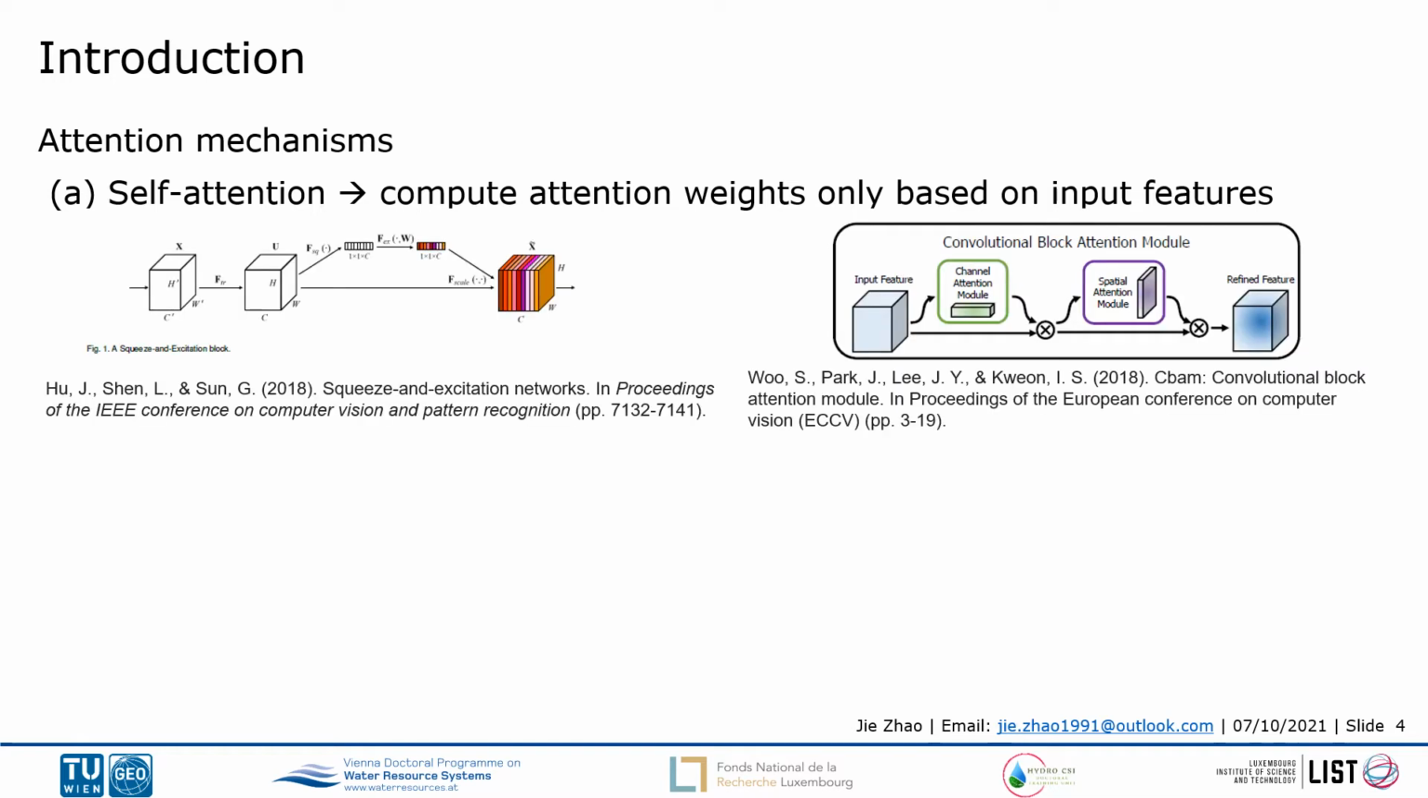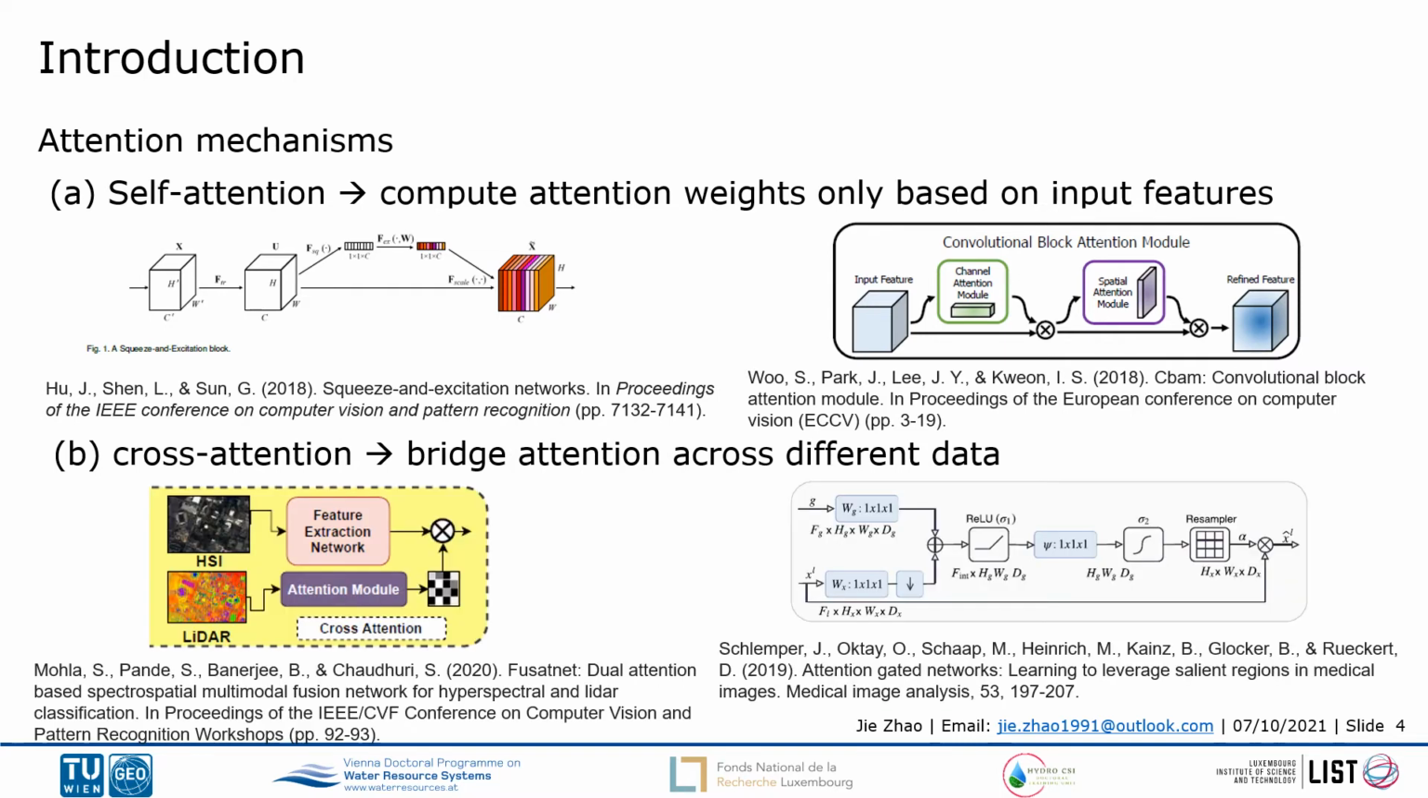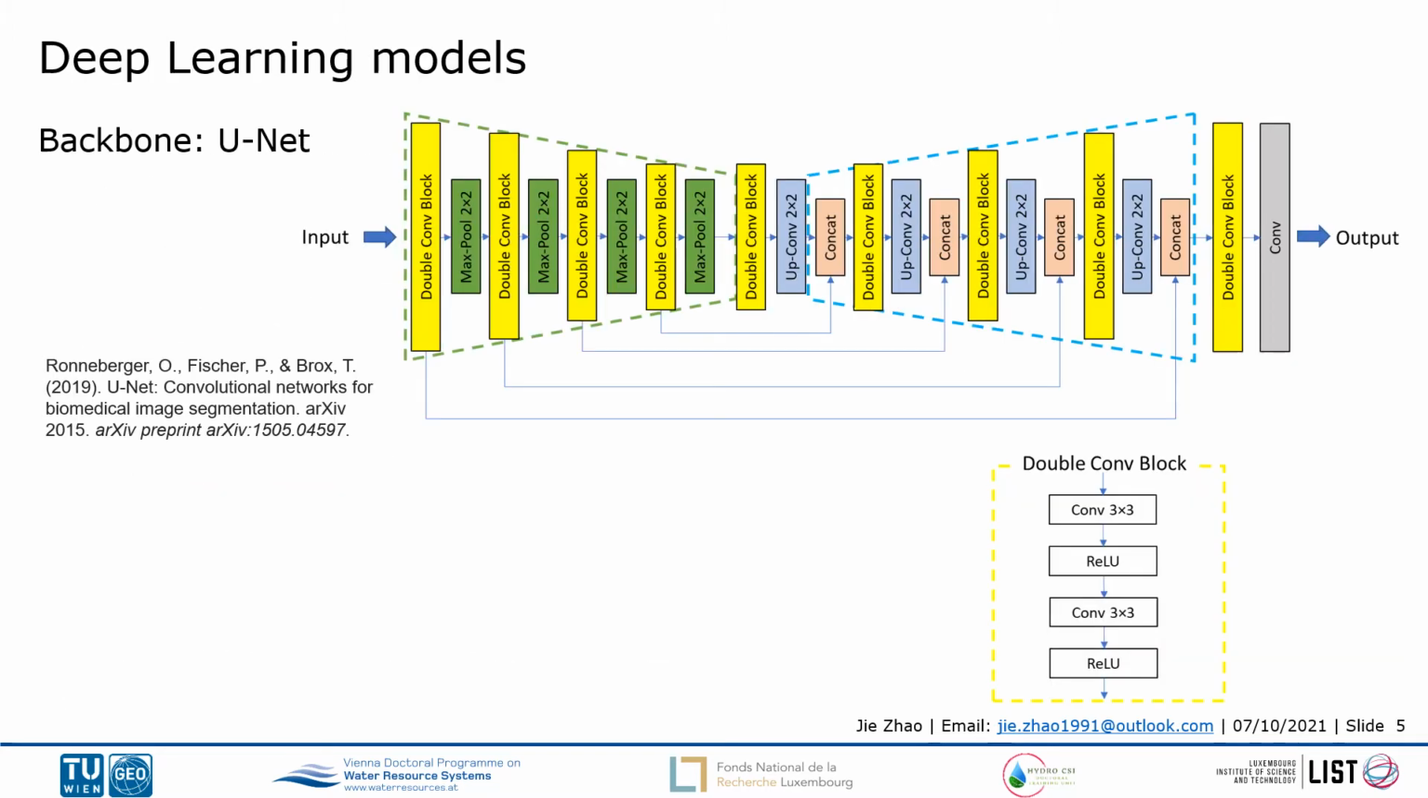For example, we have the channel attention module and the convolutional block attention module, which is composed of the channel attention module and the spatial attention module. Then we have the cross attention module, which learns the attention across different data. For example, they try to combine hyperspectral images and LiDAR data together in order to do image classification, and they also provide the attention gate, which helps to rescale the input data. In this study, we will try to use the UNet, which is designed for biomedical image segmentation with a limited training dataset.